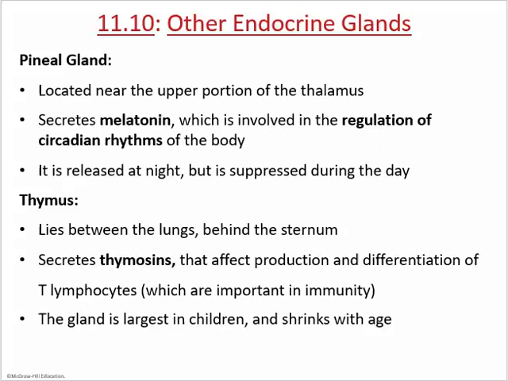Other endocrine organs include things like the pineal gland, which is in one of the ventricles of the brain. It hangs like a pine cone. It secretes melatonin, which is important for sleep cycles and regulation of circadian rhythm. Released at night, suppressed during the day. A little bit of it builds up and releases usually around 3 o'clock in the afternoon, which is why you get tired about that time. The thymus is behind the sternum, and it's involved with the immune system and endocrine control of the immune system.